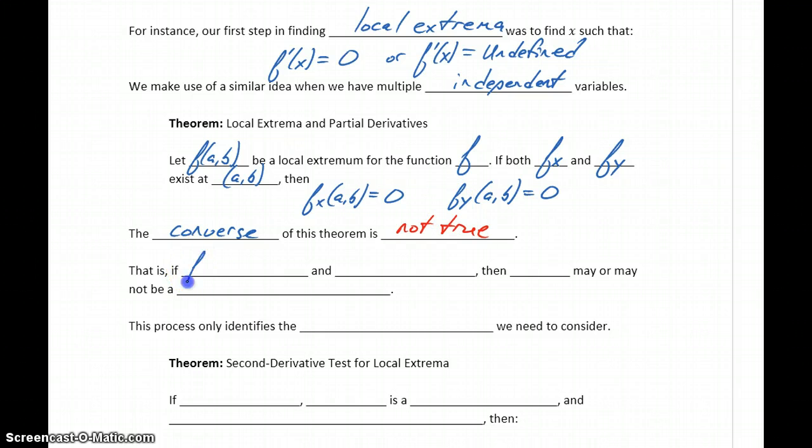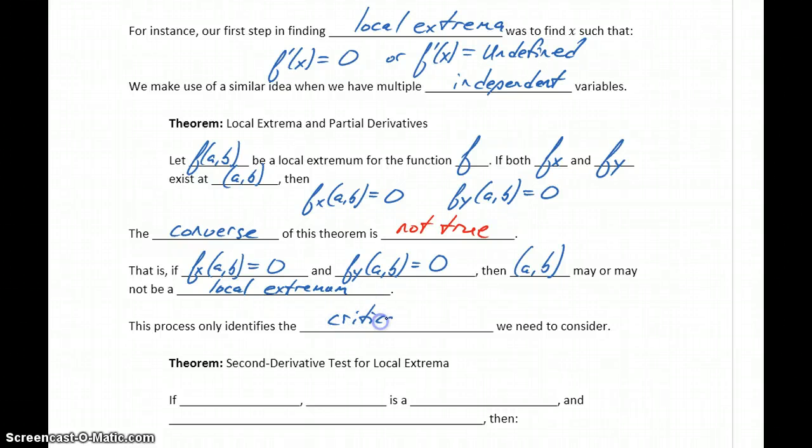What we mean by that is that if we find the derivative with respect to x evaluated at values for x and y, in this case a and b, and we can show that it is equal to 0, and we can do the same thing with our derivative with respect to y, then the point (a,b) may or may not be a local extremum. So if a local extremum exists, these two statements have to be true. If these two statements are true, it doesn't guarantee that a local extremum exists. So this process is only going to identify critical values.